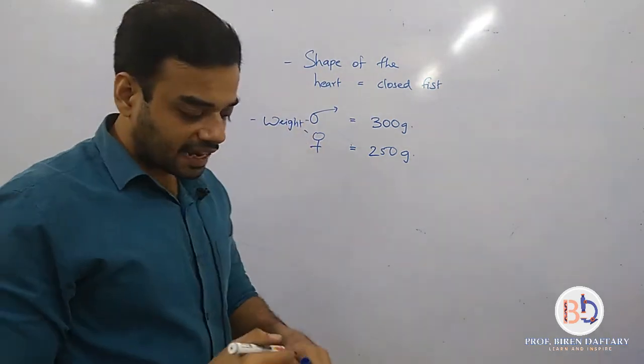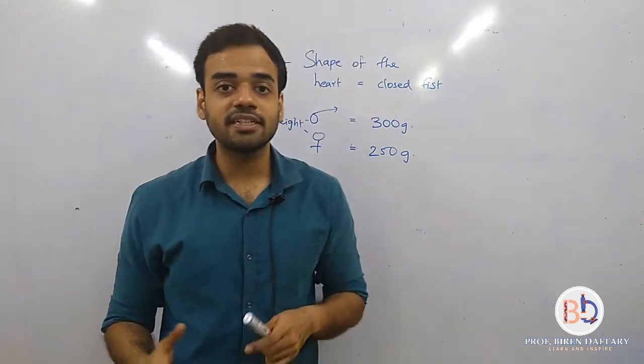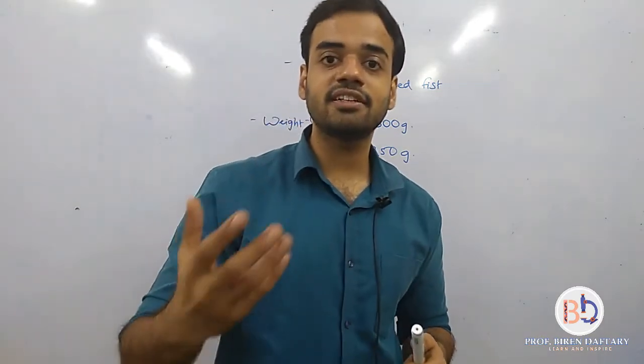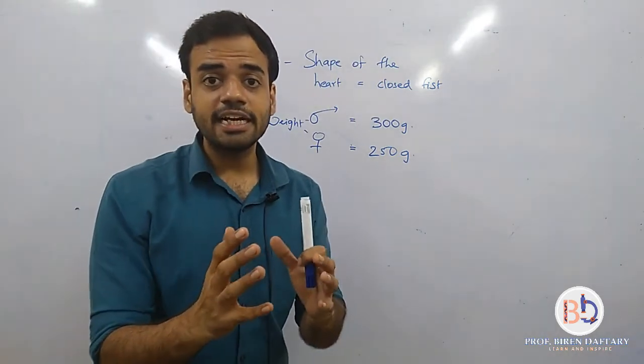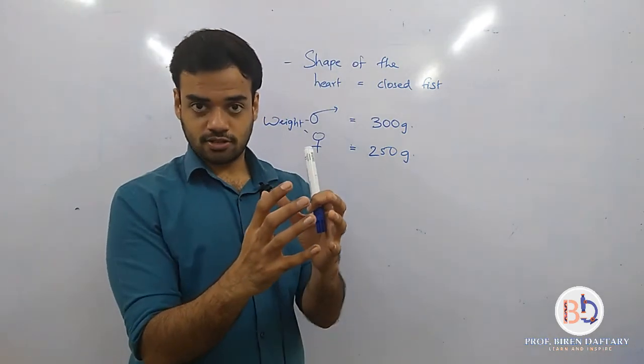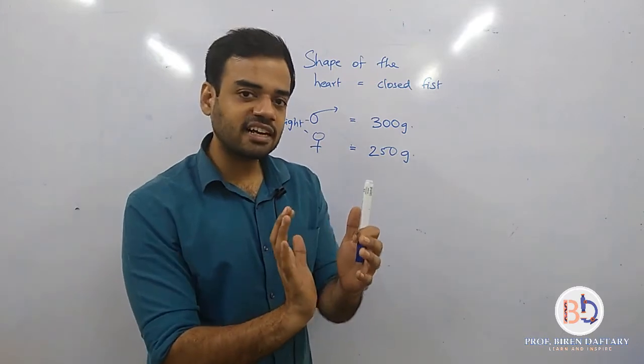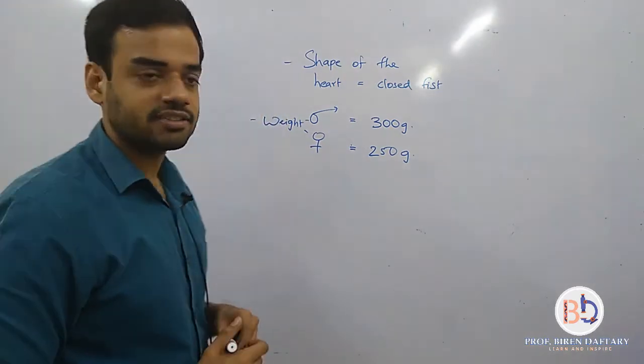Okay, and where is the heart present? It is present in the thoracic cavity. Thoracic cavity is the chest cavity inside the rib cage. Where exactly is it present? It is present between the two lungs, slightly towards the left lung side.